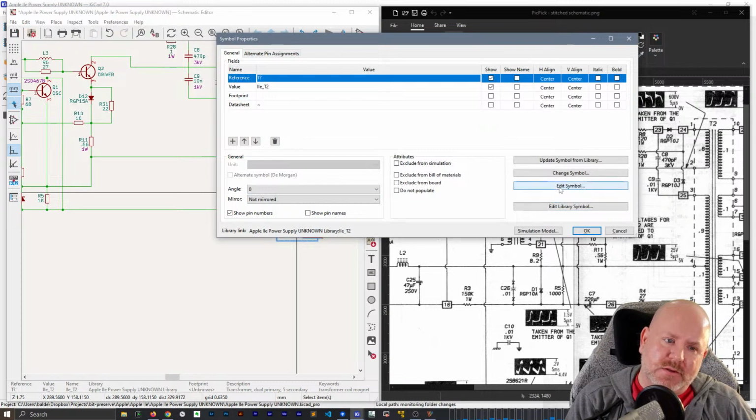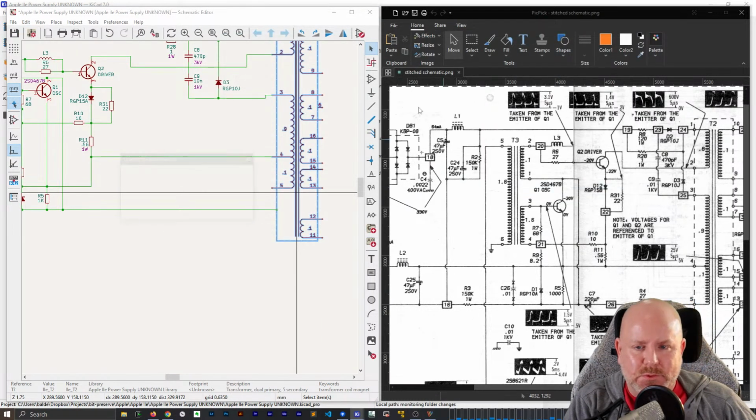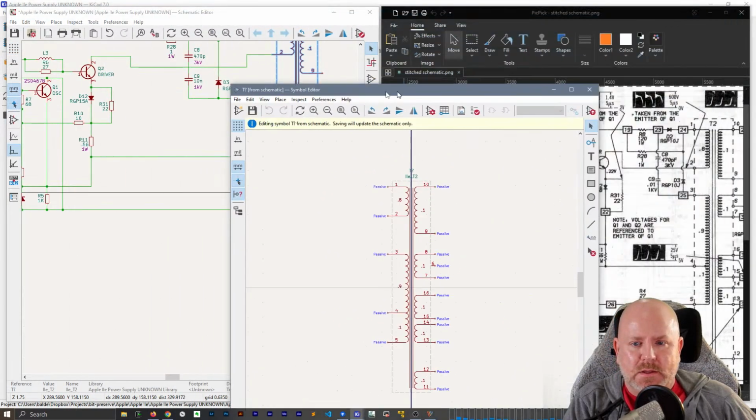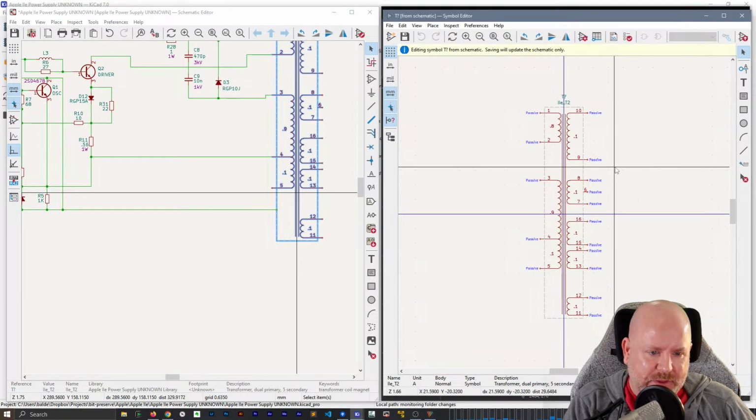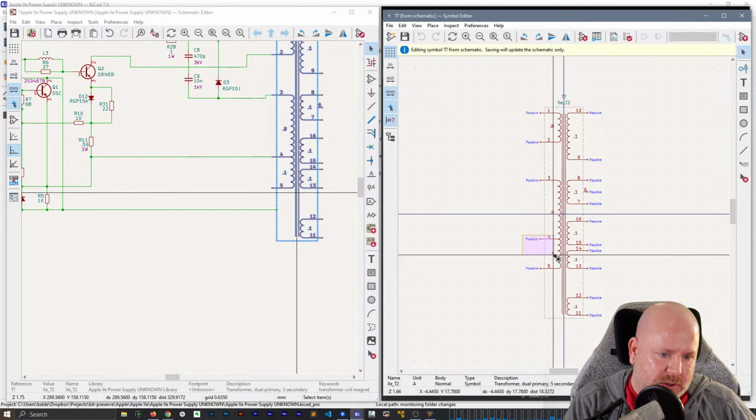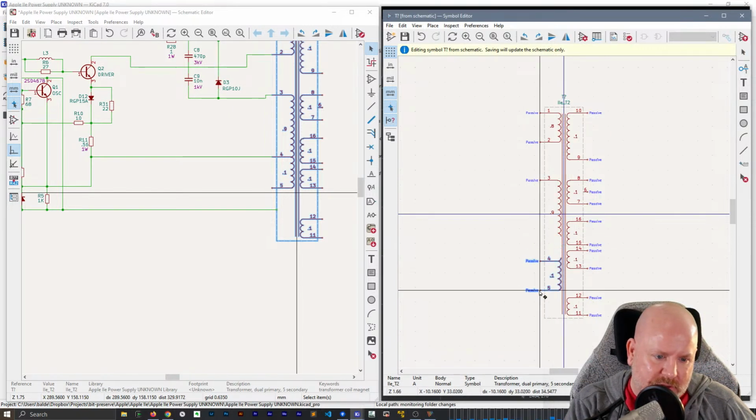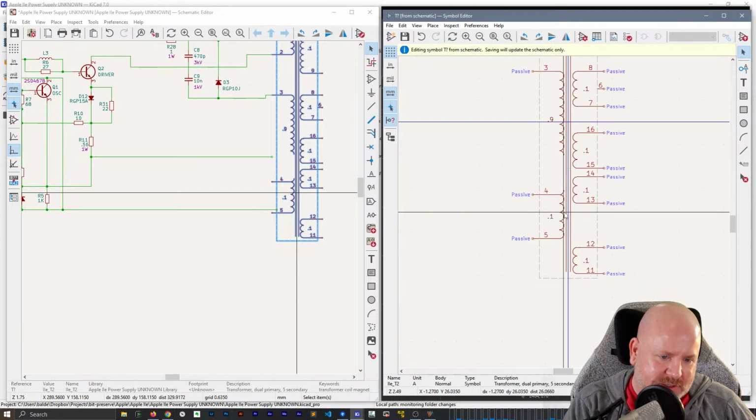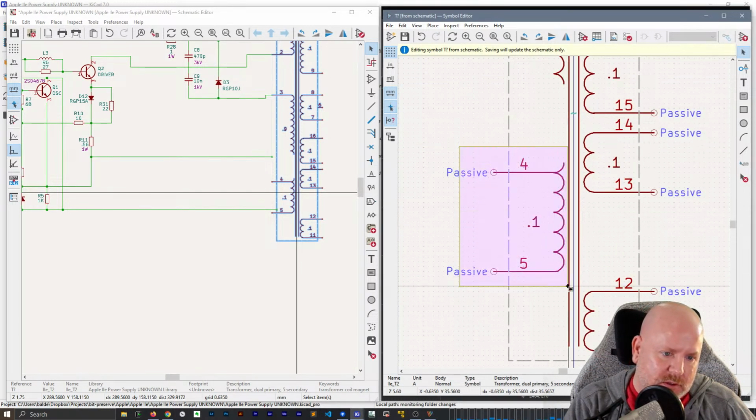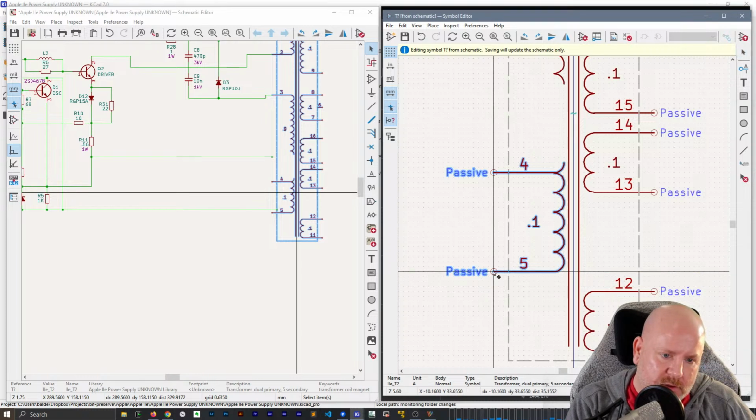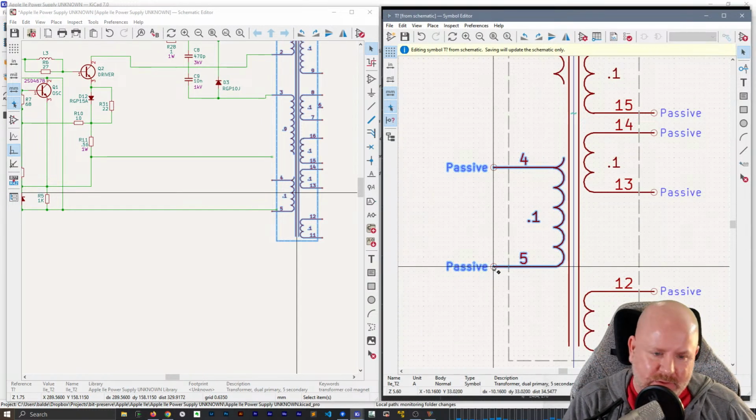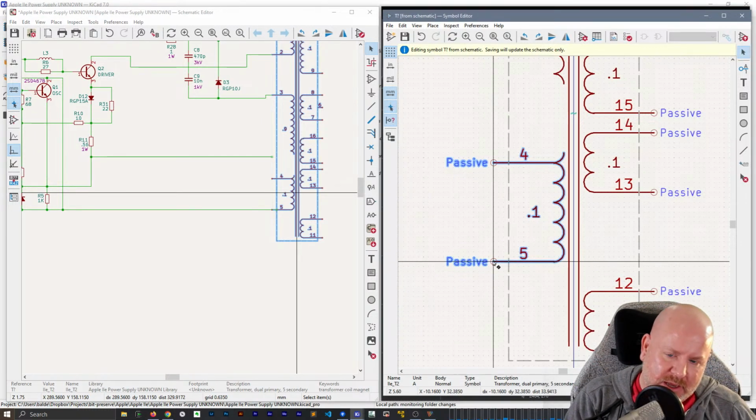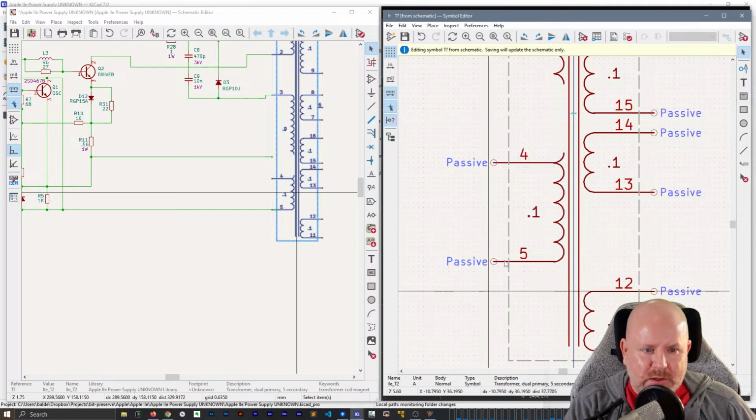I'm going to do edit symbol. I know I'm in the way, but I want to do it this way. So let's highlight left to right. I'm going to move this to, it looks like here. Save. Oh, off by just that much. Save. Move one more time. Save. Okay.